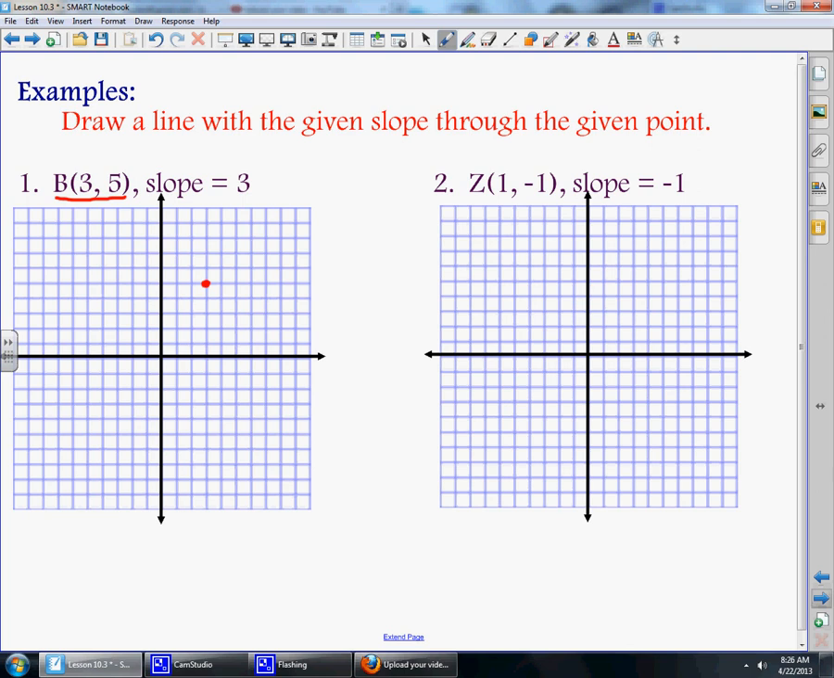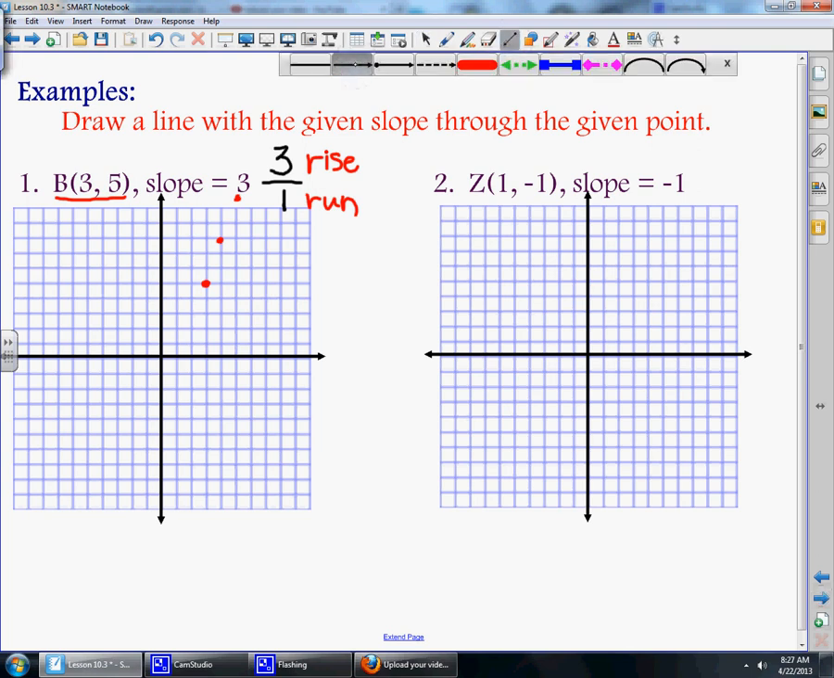Now when you have a whole number, your slope is going to be 3 over, and then every whole number has 1 for a denominator. So the 3 is your rise, and the 1 is your run. So you start here, and you're going to rise 3, 1, 2, 3, run 1. Rise 1, 2, 3, and run 1. Then you're going to connect those points together with a line, and that is the graph for the equation of the line that passes through the point (3, 5) and has a slope of 3.